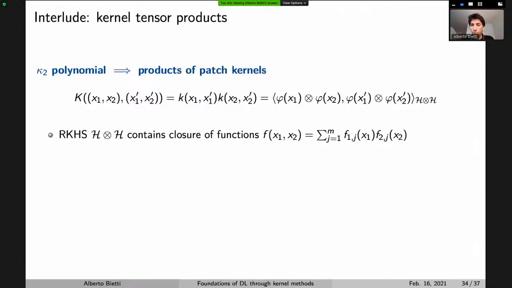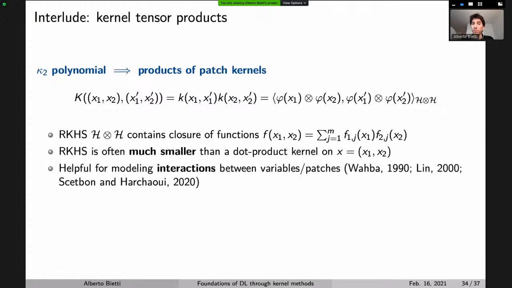I won't go too much into detail, but you can do this with tensor products of kernels. In fact, when you use the polynomial kernel of order 2, this will actually look at 2 different patches in the image, and which ones you're allowed to look at will depend on your pooling and patch sizes at the second layer. But basically these kernel tensor products allow you to capture interactions between 2 different areas of the image.